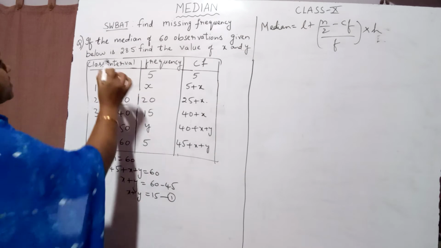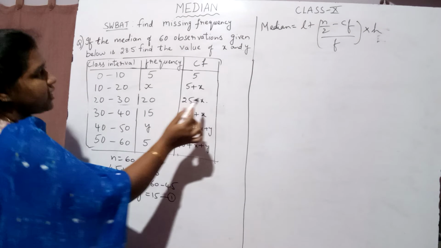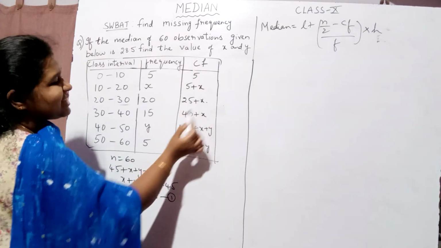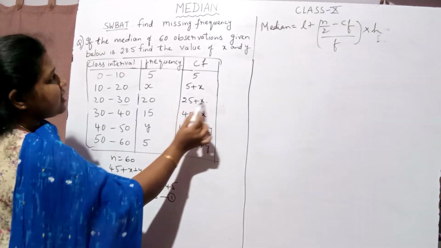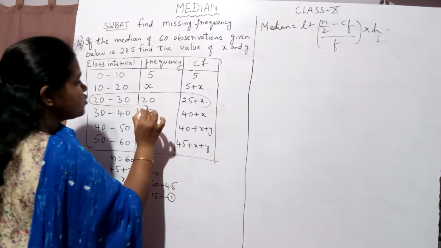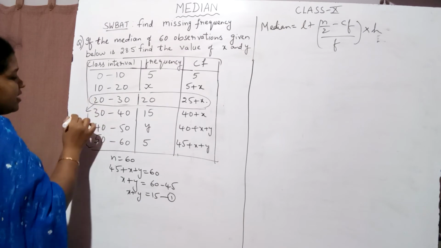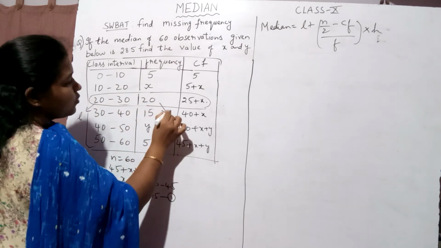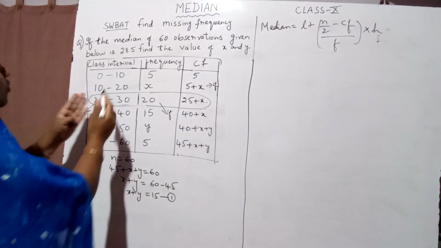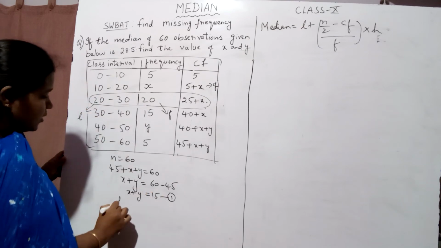Now here if you observe what is the median, median is 28.5. So you have to find out where is 28.5 in the cumulative frequency. So if you observe this is 25 plus x, this is 40 plus x. So here is 28.5. So you have to identify this one as the median class. So in the median class we know this is taken as F, this is taken as small l, and this is the cumulative frequency CF. Now substitute all the values and here what is H, the difference between the upper and the lower limits. This is H is equal to 10.